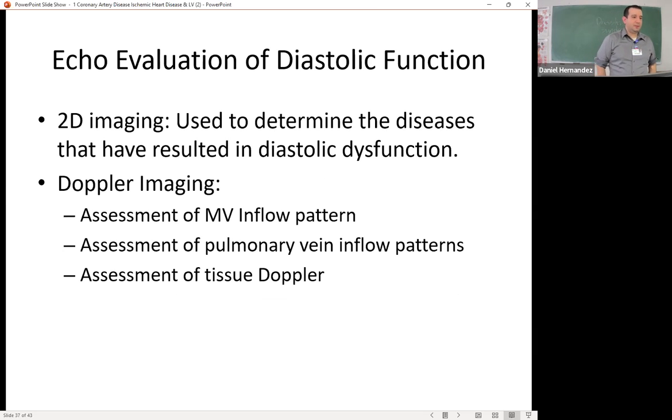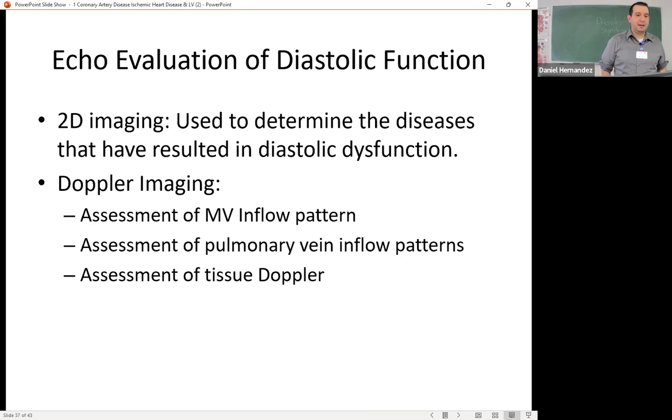So, echo evaluation of diastolic function. There are a couple of things that we're going to look at and measure when we want to determine a patient's diastolic function. The first thing is going to be our mitral inflow pattern. Once we get into our apical views, you'll have a real good understanding of our mitral inflow pattern. This is going to be our E and our A wave.